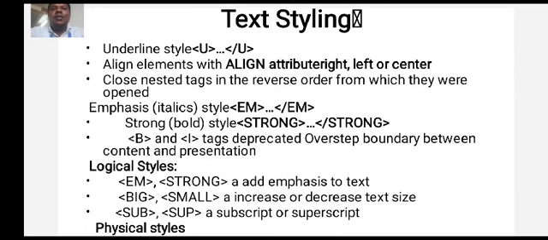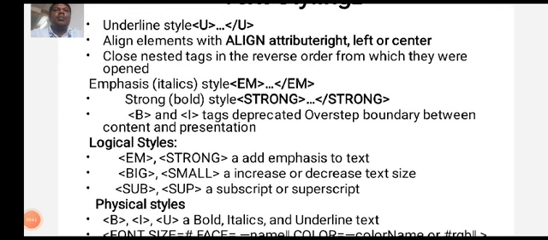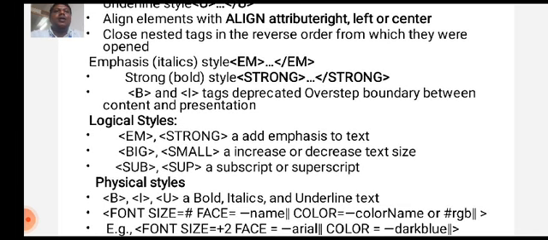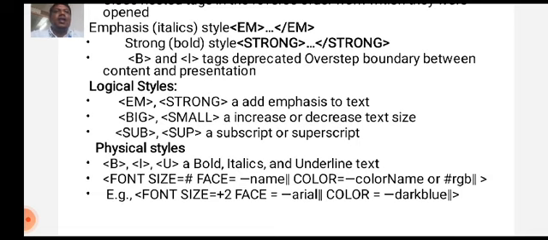Different styles are available in HTML: underline, emphasis, italic, bold, and so on. There are two parts: the logical style part and the physical style part. Emphasis, big, small, and subscript or superscript come under logical style. Bold, italic, underline, font size, colors, and font name come under physical style. In physical styles you can specify the name, size, and color.